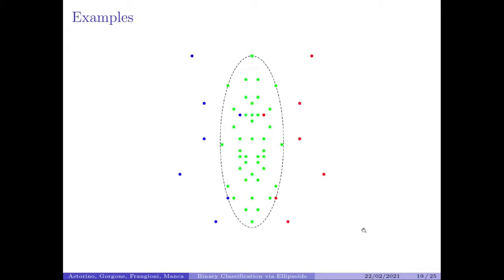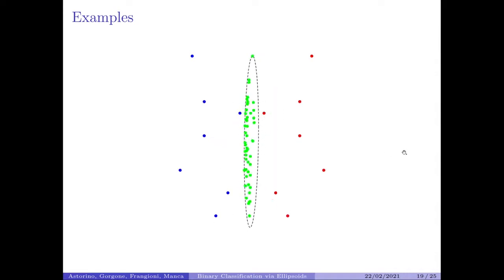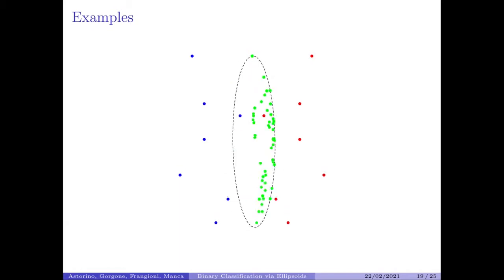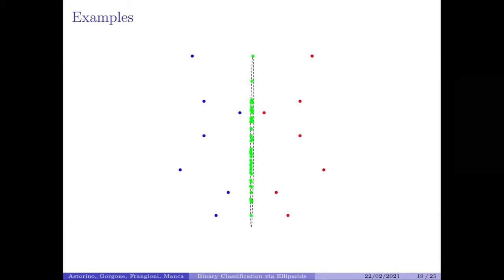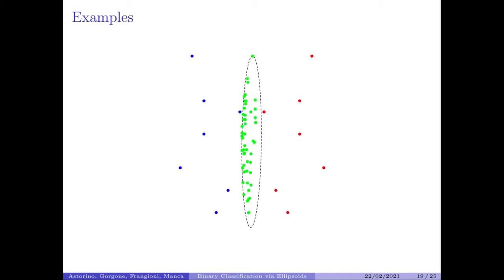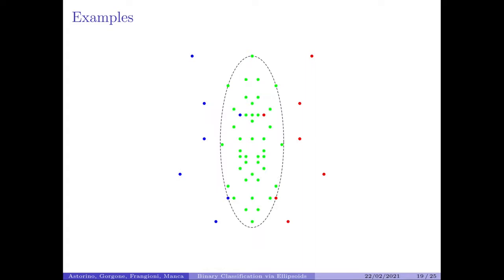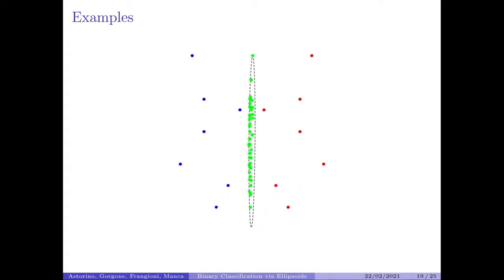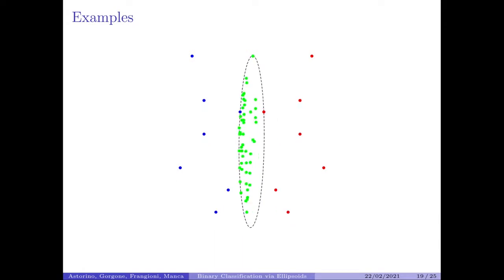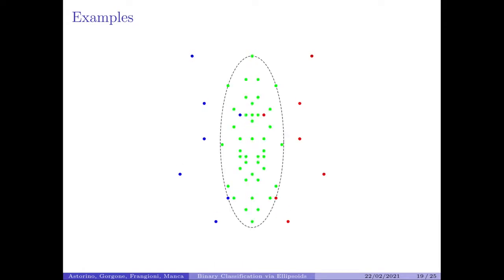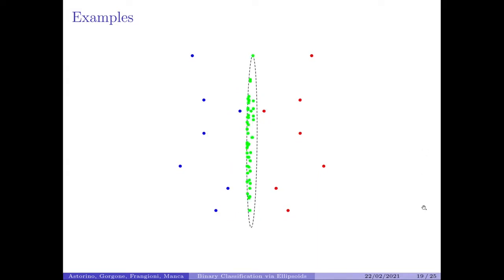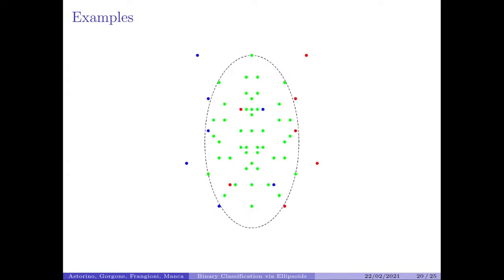Just to show you how the algorithm works, here you can see we have two sets of points, the blue ones and the red points, A and B. The green points represent the points xij at the first iteration. As you can see, when the algorithm starts, the green points start to align into a line, because in this case the two sets are linearly separable. And the ellipsoid shrinks in a way that it contains all the green points, but none of the red or blue points. Because in this case we didn't use any regularizing term, the ellipsoid can degenerate into a line. But what happens when the two sets are not linearly separable?